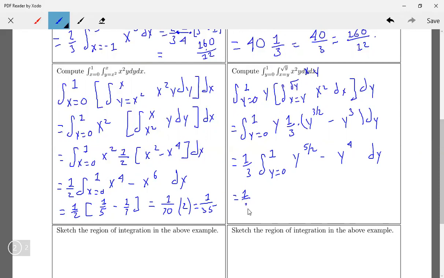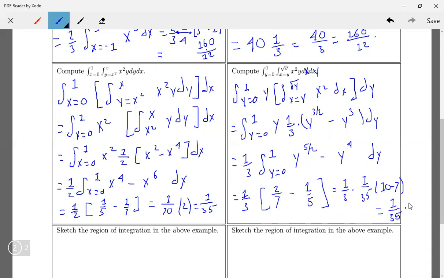Okay, so let me write the 1/3, and we'll do each one of these integrals. The antiderivative of y to the 5/2 is going to be y to the power of 7/2 divided by 7/2. So this is 2 over 7, and we're just going from y equal to 0 to y equal to 1. So 1 to the power of 7/2 is 1, minus y to the power of 4. Now the antiderivative of that is y to the power of 5 over 5. So this is going to be 1/5. Okay, and if we simplify, I'll have the 1/3 times 1 over 35, and then 10 minus 7. And this is equal to 1 over 35.